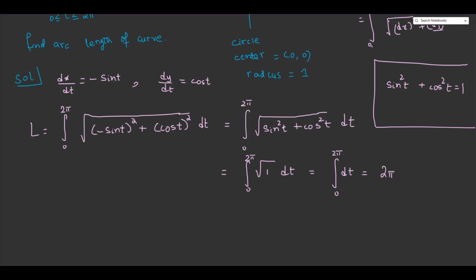We know from our previous knowledge that the circumference of a circle is given by 2 pi r, and since the radius is equal to 1, the length of the circle will be equal to 2 pi. So we get the same answer.